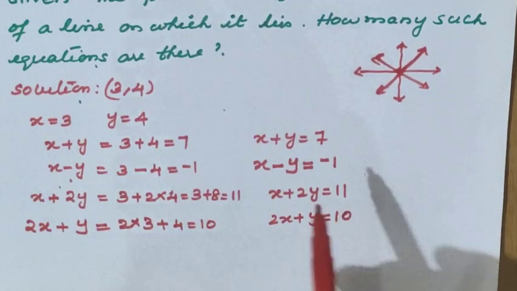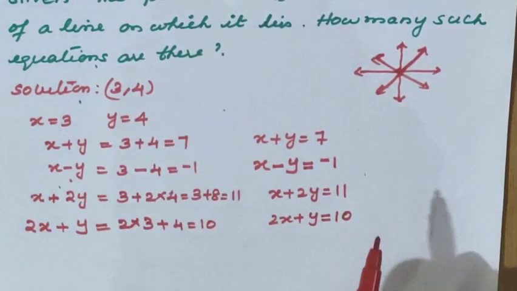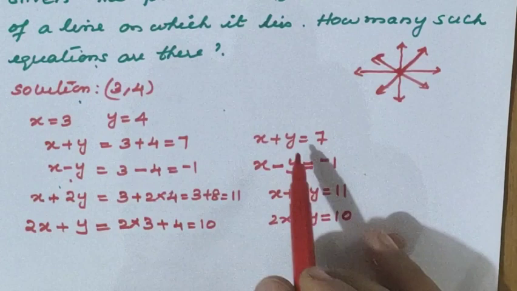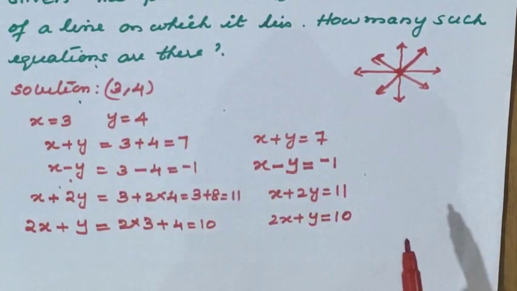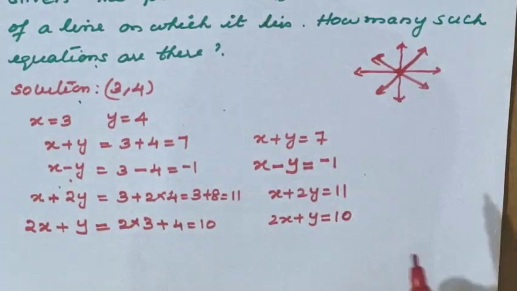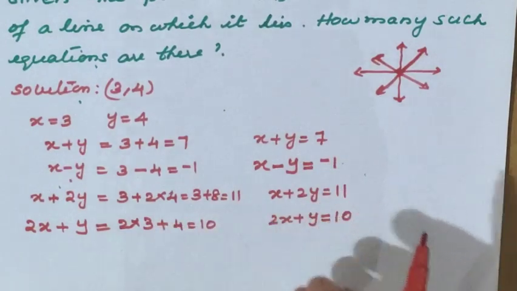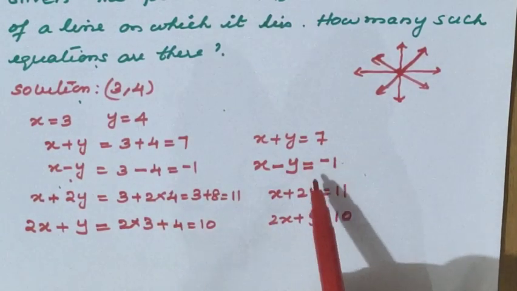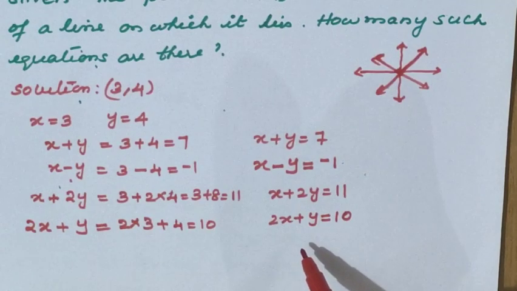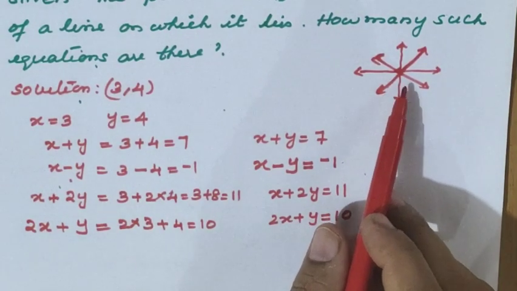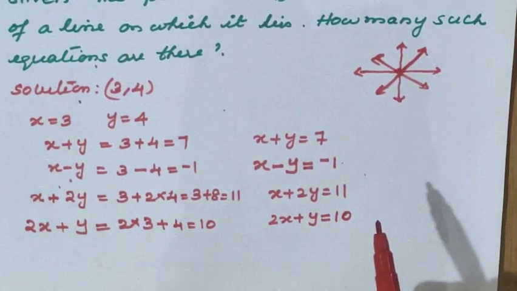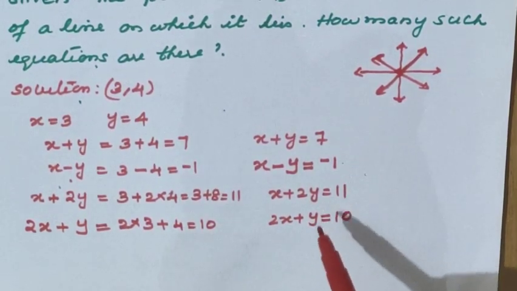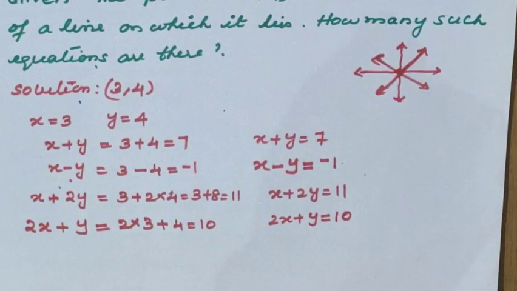In all these 4 equations, (3, 4) lies on that equation, or we can say that for all these equations, one of the solutions is (3, 4). Got it? So find the equation of a line on which it lies, any one of the equations we can write. Now the question is, how many such equations will be there? We can write many equations, because we know that if a point is given, many lines can be drawn. If many lines are there, each has its own equation. So we are going to get many equations also.